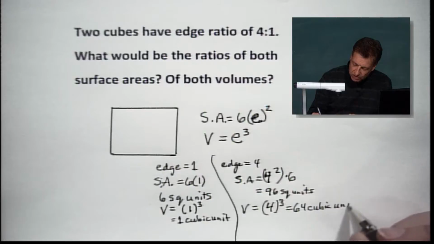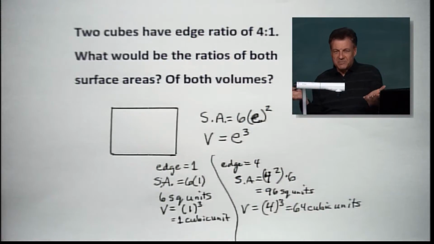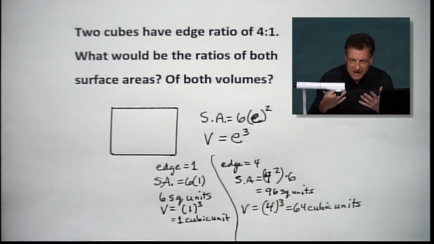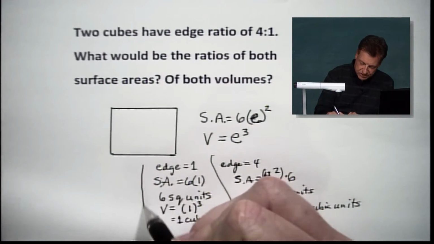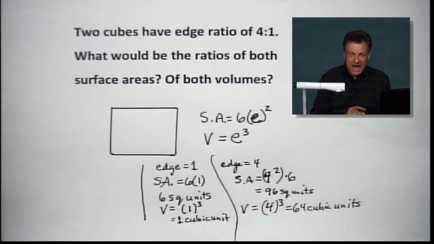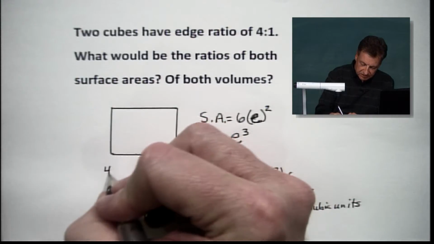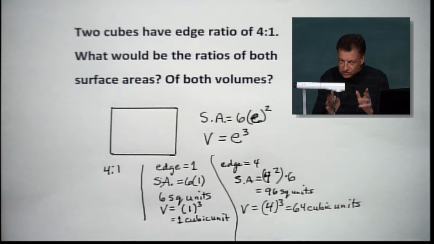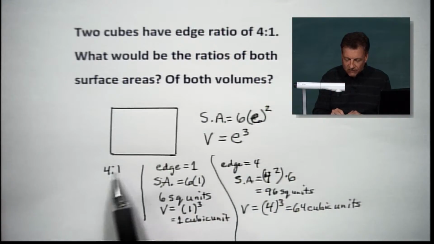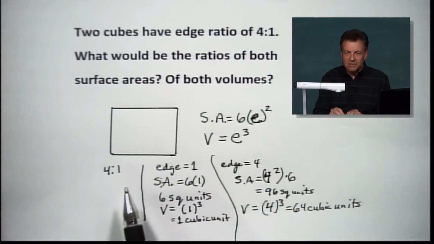Now use the word units once again because this could be centimeters, these could be feet, these could be inches, yeah. But let's start making some ratios. I've left us a little bit of space over here. Let's go back to the 4 to 1 business. Now remember, we picked the bigger one first, so we're going to kind of keep that ratio going. We can't switch the order. Since we've started 4 to 1, we're going to keep it large to small.